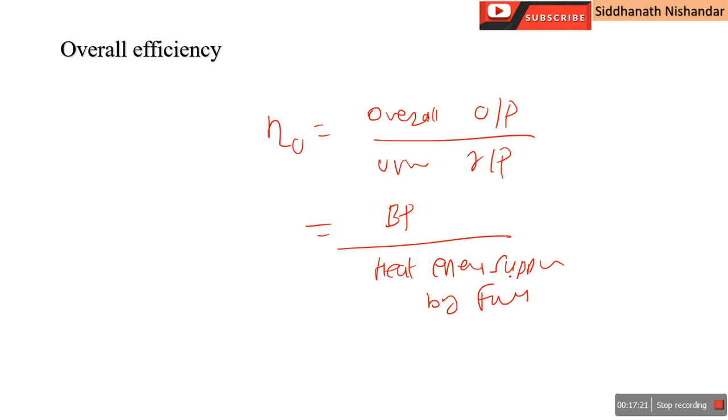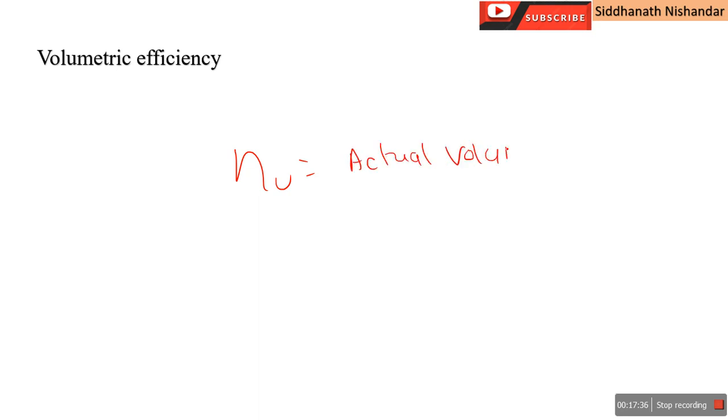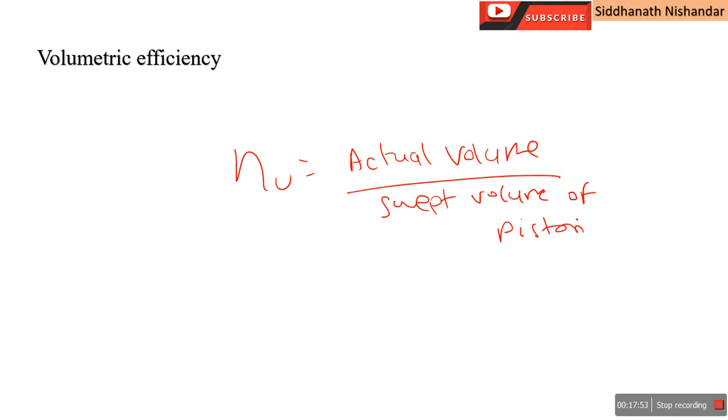And the last and very important efficiency is the volumetric efficiency. Okay, the volumetric efficiency is the ratio of the actual volume of charge admitted at NTP condition to the swept volume of piston. Okay, I can repeat, it is the actual volume of charge admitted at NTP condition to the swept volume of piston.